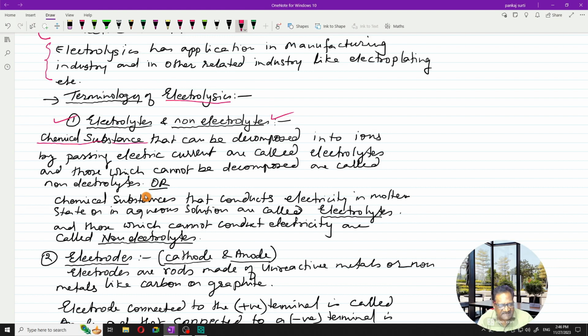There's an alternate definition, slightly different. Chemical substances that conduct electricity in molten state or in aqueous solution are called electrolytes, and those which do not conduct electricity in molten state or in aqueous solution are known as non-electrolytes. So this is also a good definition, right? So electrolytes and non-electrolytes are clear to you.